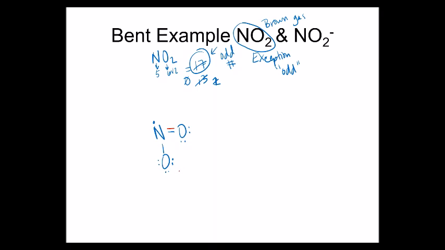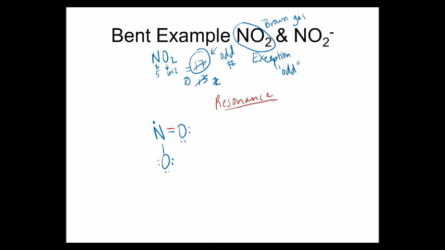But this causes a problem. It's unstable because it only has 7 valence electrons. But the problem is, for this particular structure, I put the double bond on this oxygen. I could have put it over here on this oxygen. So this molecule has what? Yes, this one has resonance.